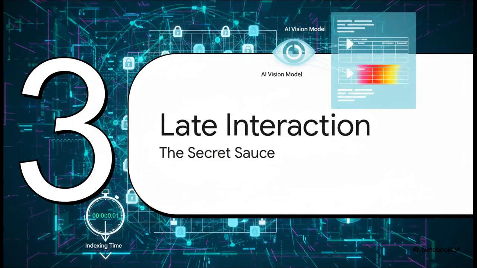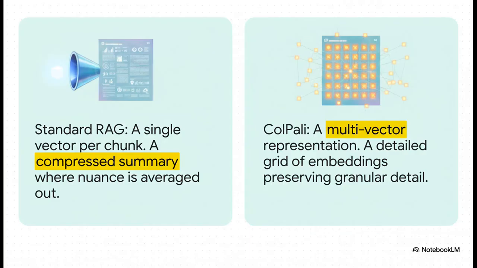Okay, so how does ColPali actually pull this off? How can it look at a whole image and find tiny, specific details? The magic here is in the architecture. It's a concept called late interaction, and this is the secret sauce. Think about standard RAG for a second. We take a chunk of text and we squash all its meaning down into one single vector. It's like making a smoothie. All the distinct flavors get blended together.